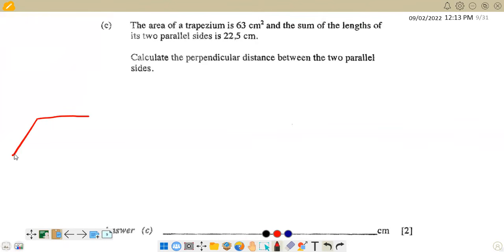Remember what your trapezium looks like. We have got two sides which are parallel. These are the parallel sides, and usually we call this A and B. And remember, your perpendicular height is this one.